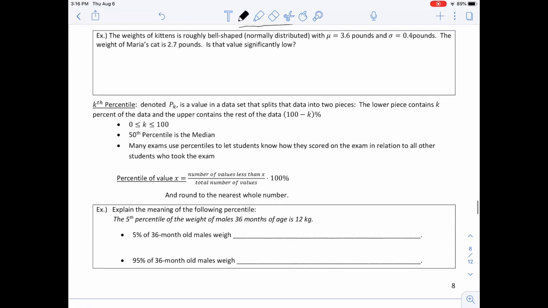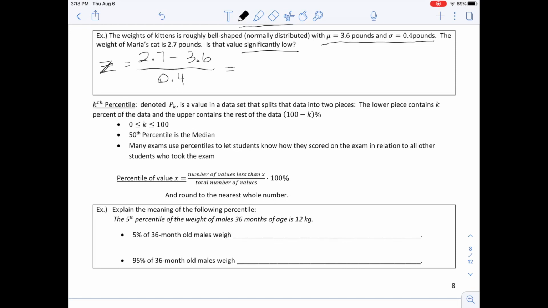So the next example says the weights of kittens is roughly bell-shaped or normally distributed with a mean of 3.6 pounds and a standard deviation of 0.4 pounds. The weight of Maria's cat is 2.7 pounds. Is this value significantly low? To calculate this, we're going to find the z-score. The weight of Maria's cat is 2.7 pounds, and we're going to subtract away the mean, which for this is 3.6, and divide by the standard deviation, which is 0.4.